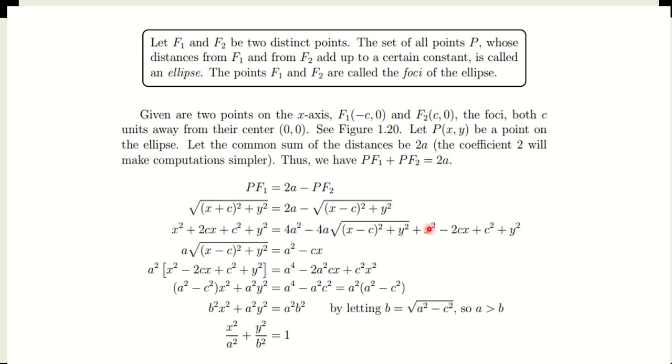X squared is canceled here because when you transfer that one to the left side, that makes it 0. C squared is canceled. Y squared is also canceled on this part. After that, we still have the remaining expression, which is 4a squared minus 4a times the square root of (x minus c) quantity squared plus y squared. What we did there is simply factor out the common.